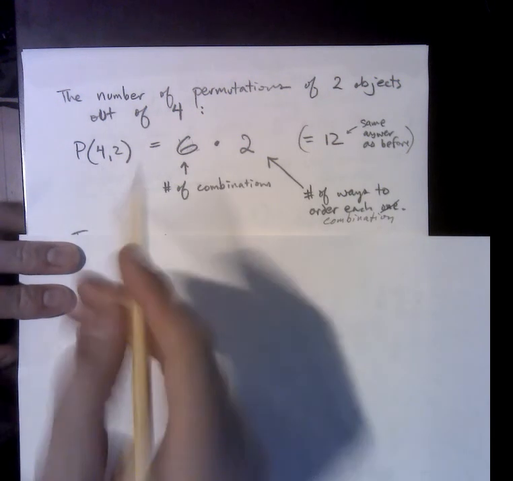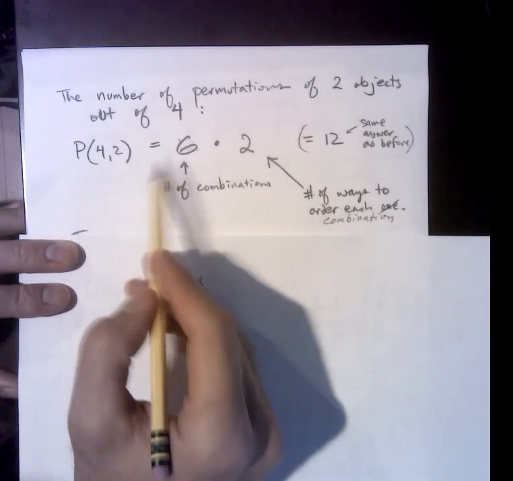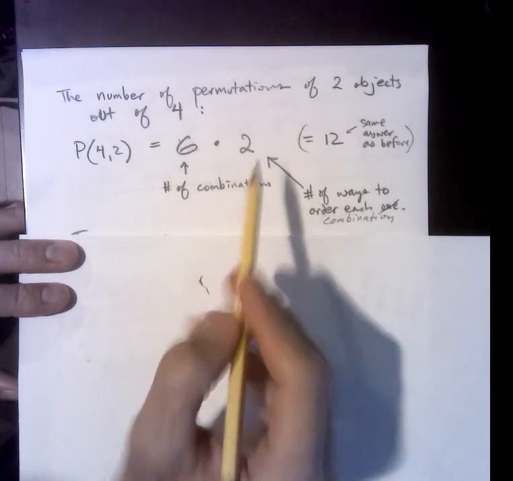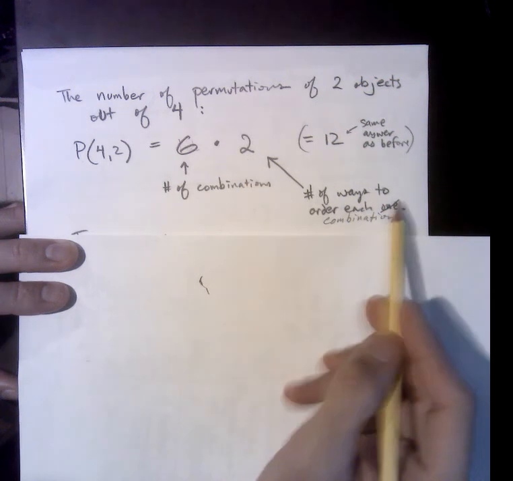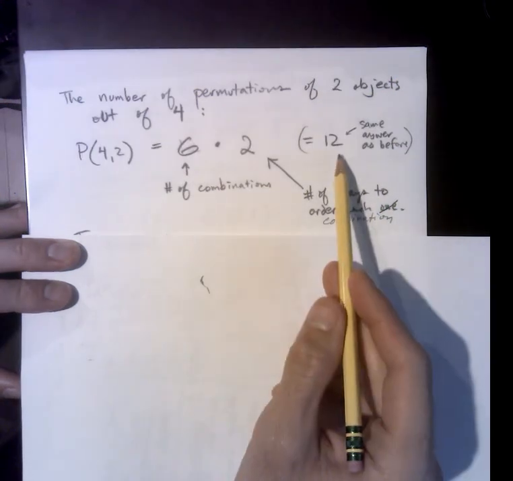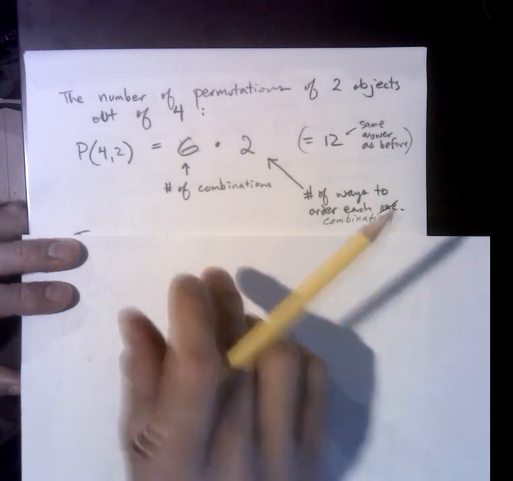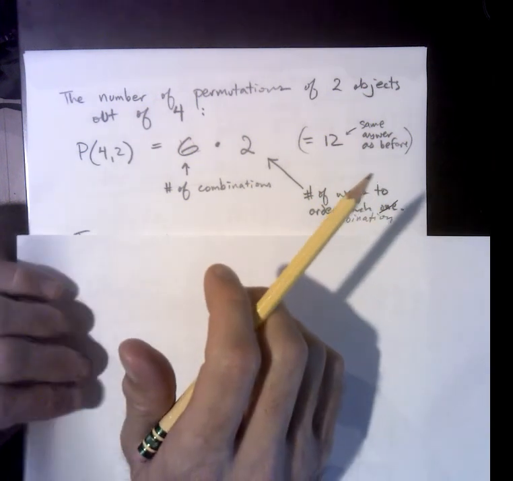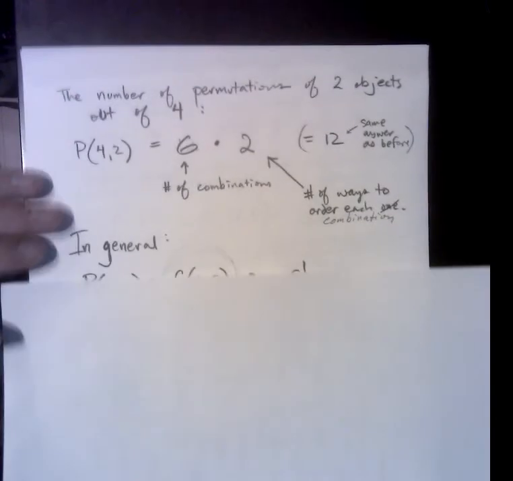The number of permutations is equal to 6, that's the number of combinations, times 2, that's the number of ways to order each combination. And that's 12. That's the same answer that we got before when we were doing this problem with the president and vice president example.